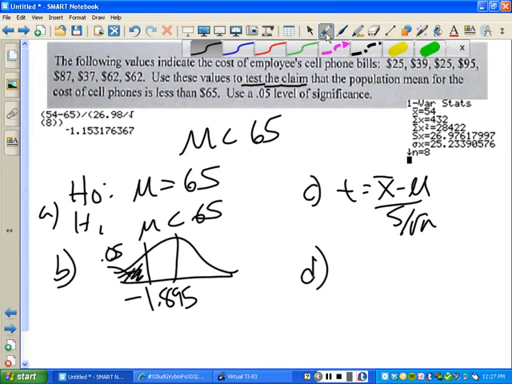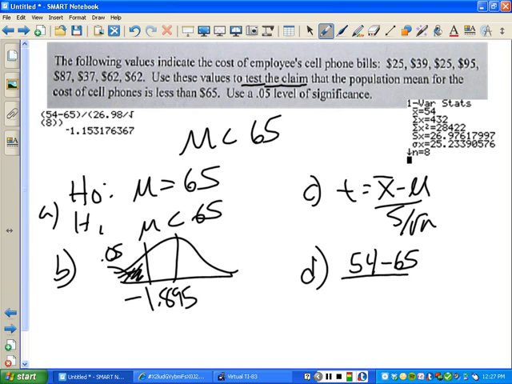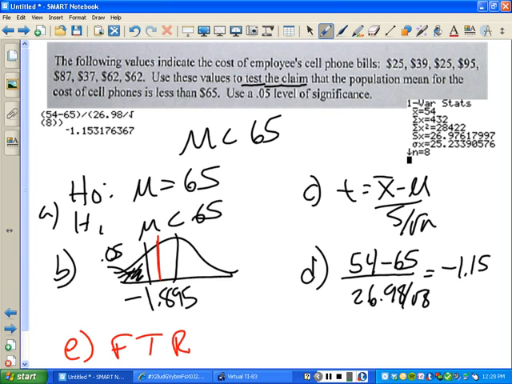All right. 54 minus 65 divided by 26.98 over the square root of 8. Negative 1.15. Now, where does negative 1.15 fall? Not in the shaded area, right? So what does that mean? Failed to reject. Part E means we failed to reject. Now, if I failed to reject, what am I saying about H0? Failed to reject means H0 is true. H1 is false.